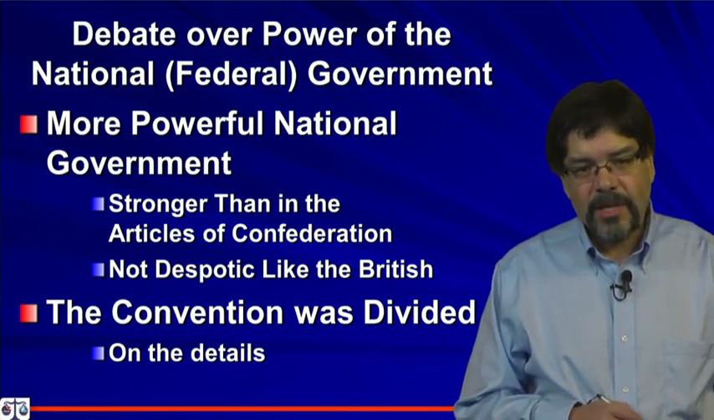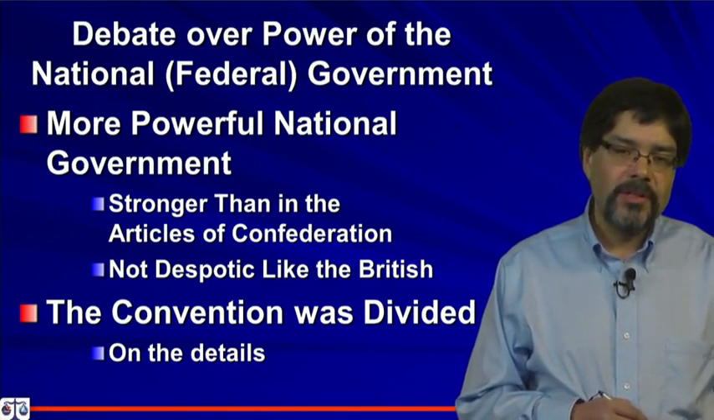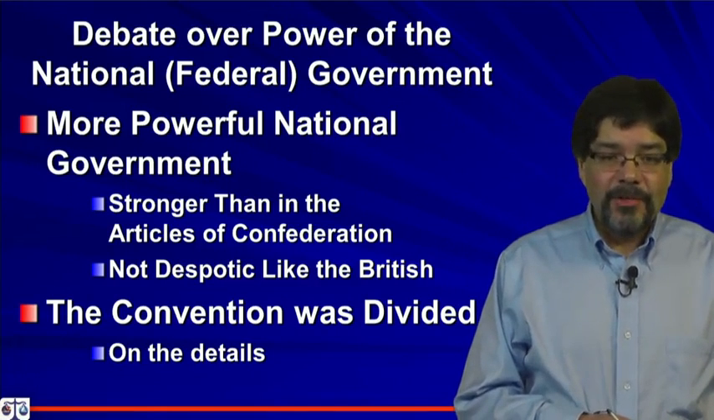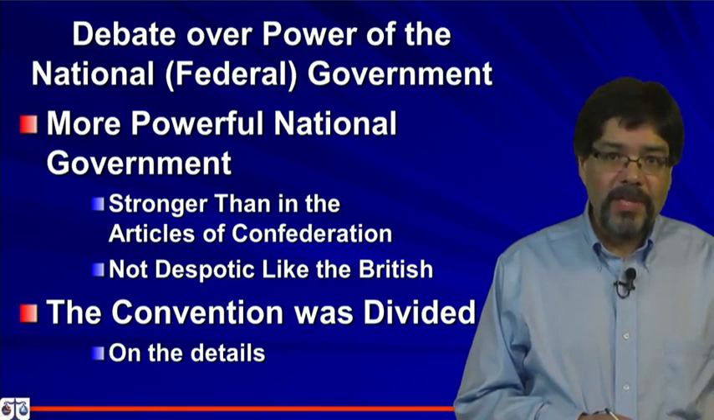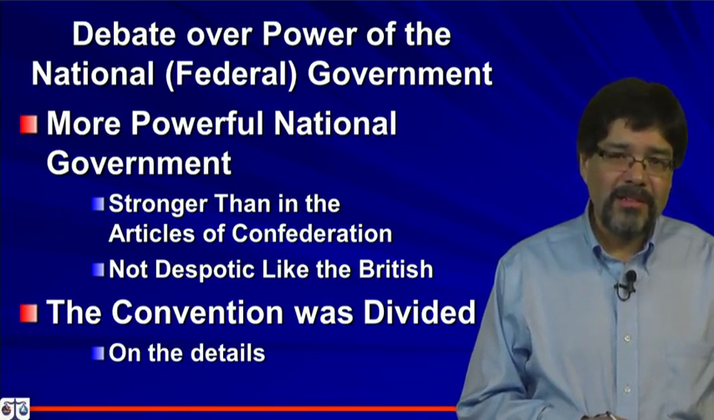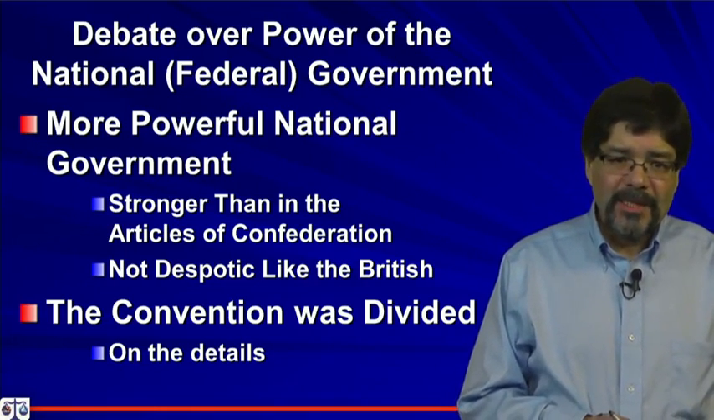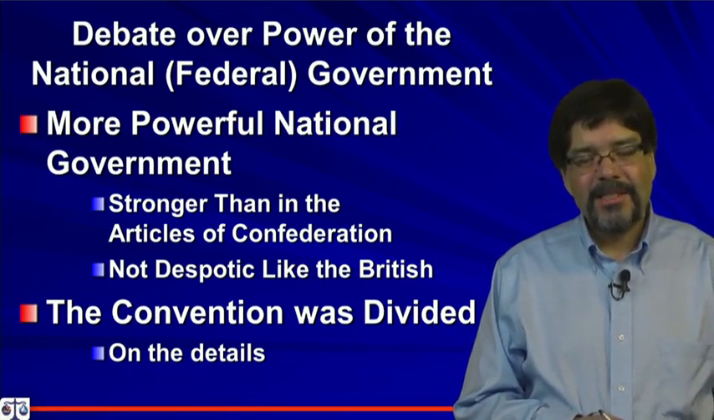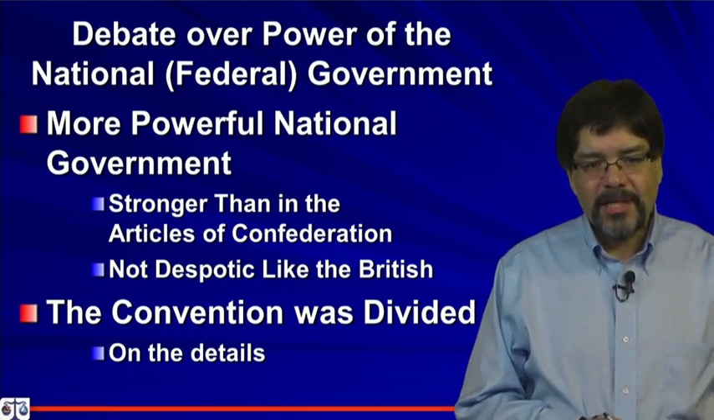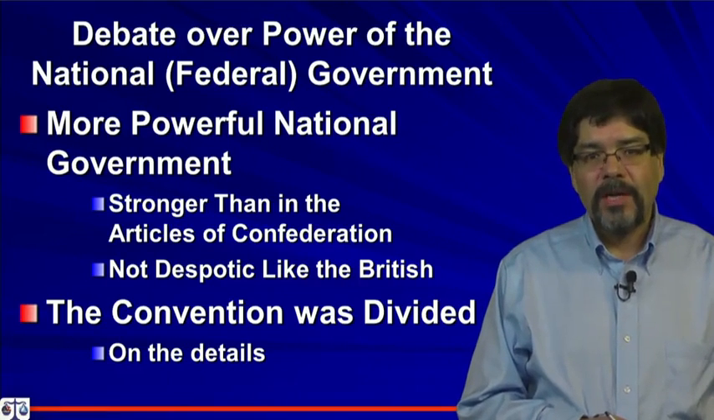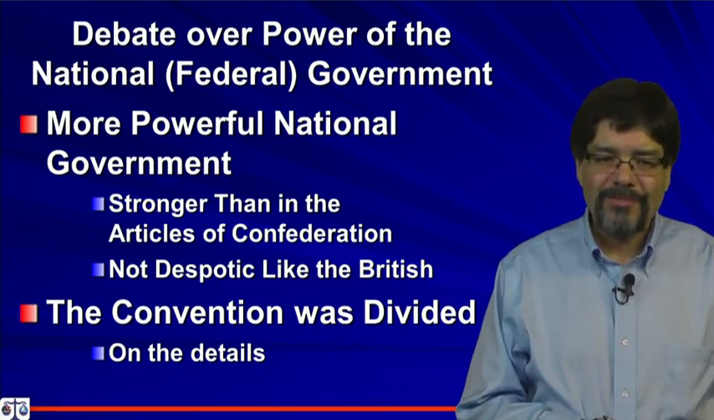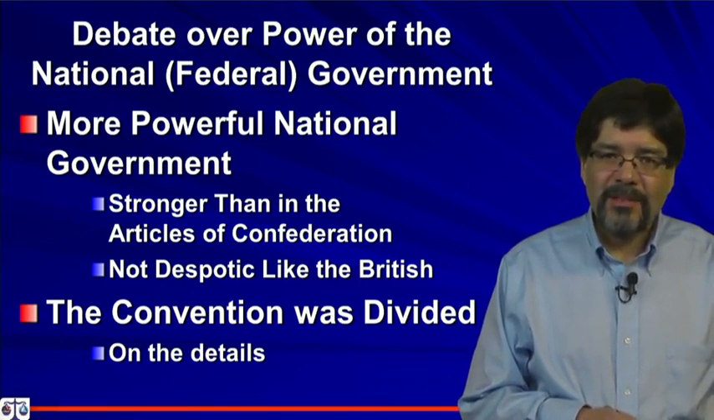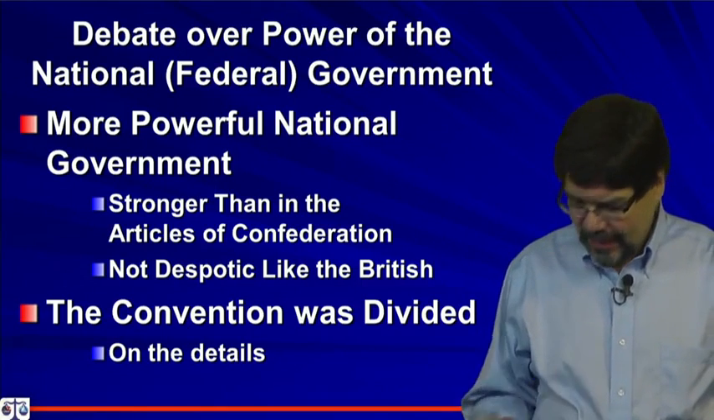The debate at this convention was very much centered on what kind of national government we ought to have. Should we have a more powerful national government? On that, they all agreed. But how powerful this government should be, that they did not agree upon. They knew that they needed a stronger government than that provided for in the Articles of Confederation, and one that was not despotic like the British government. But the details divided the convention.